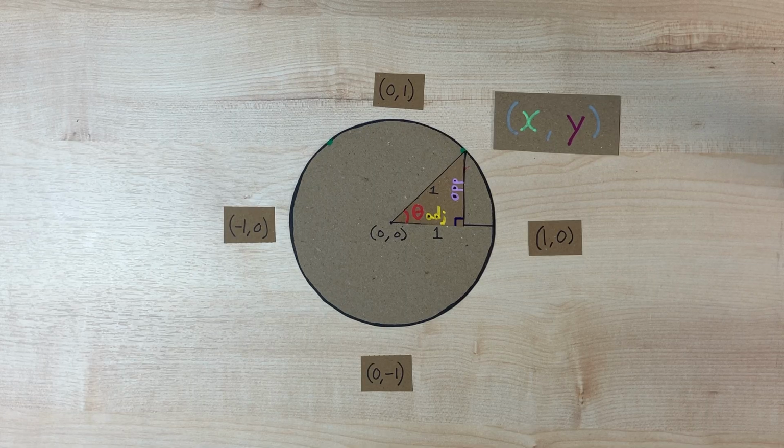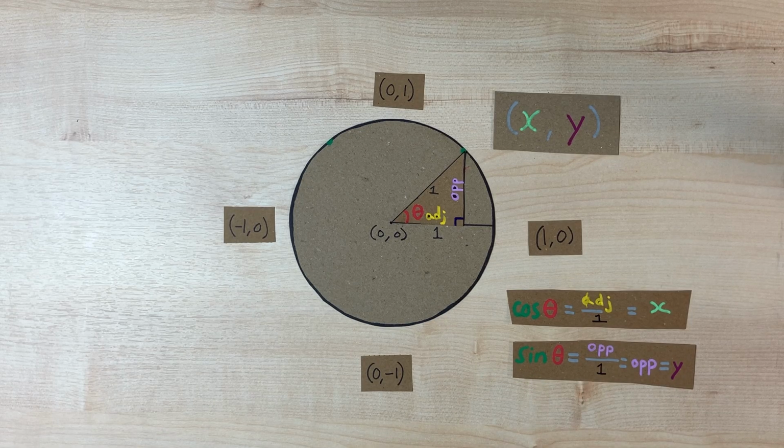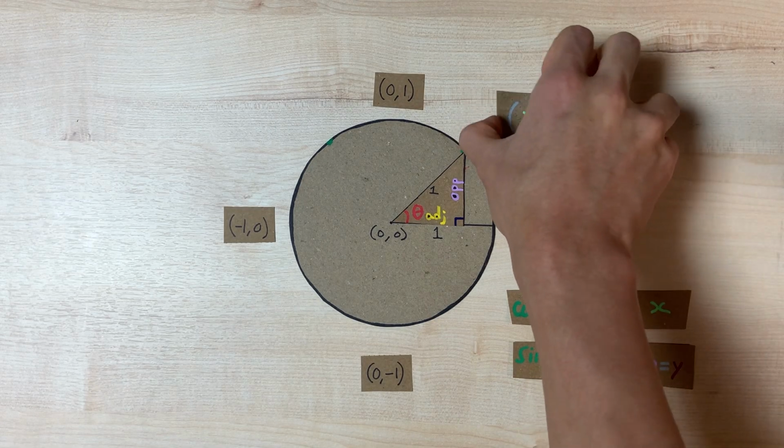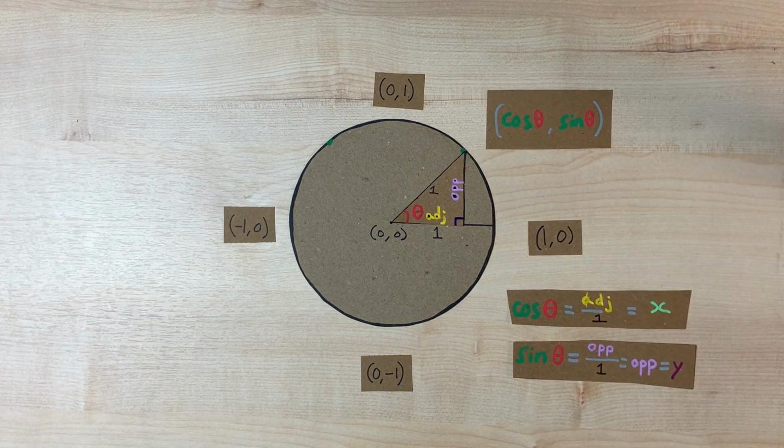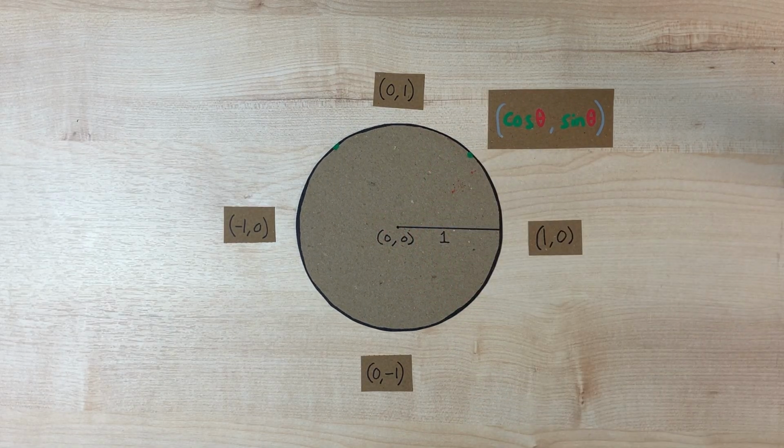Now because this is a right angled triangle, we know that the value xy is actually equal to cosine theta, sine theta. Hence the point xy on the unit circle can be rewritten as cosine theta, sine theta, where theta is the terminal angle, or the angle between the line and the original line of 0, 0 to 1, 0.